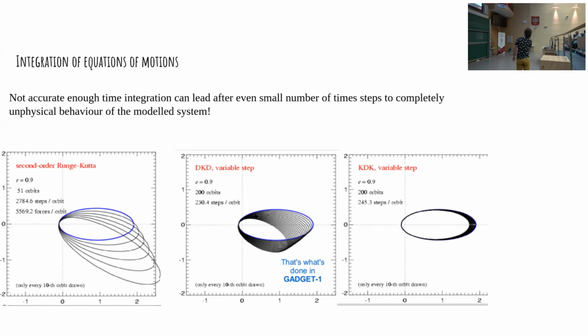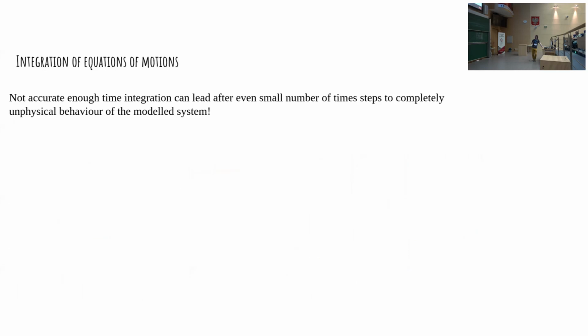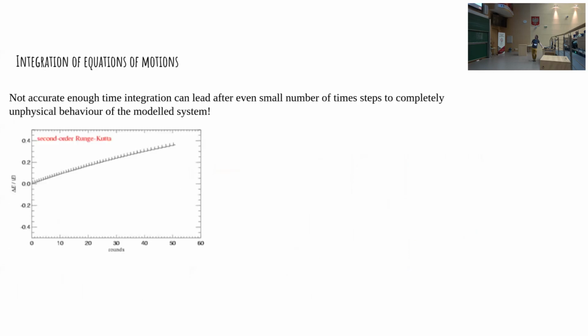Well, okay, we have something here. It's still not perfect, but it's much better than the other two combined. By the way, this part was in Gadget 1. So you see, this is an ancient code, you always learn as you go. Now most of the codes use kick-drift-kick, and variations of the leapfrog and more complicated time steps. So see also what happens with the energy of the system.